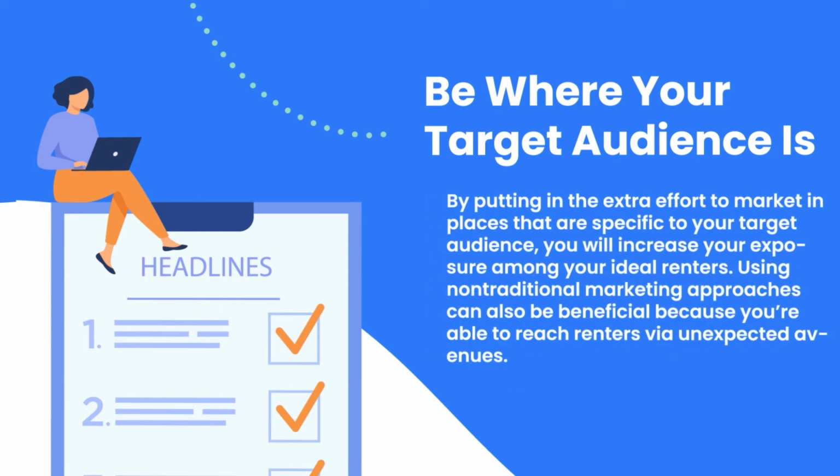By putting in the extra effort to market in places that are specific to your target audience, you will increase your exposure among your ideal renters. Using non-traditional marketing approaches can also be beneficial because you're able to reach renters via unexpected avenues. Figuring out how to get your marketing materials in front of your target audience isn't enough. You must also be sure to highlight the features that matter most to them. Here you want to turn the features of your property into qualitative benefits for your renters. And because you've done so much research figuring out the features that your target audience cares about, you should be able to fill vacancies in less time and with higher quality renters.